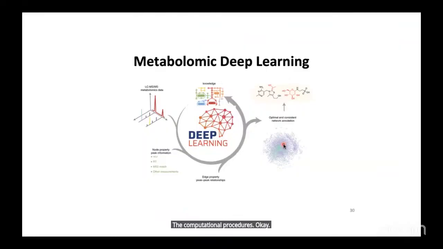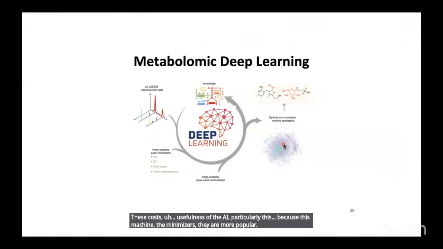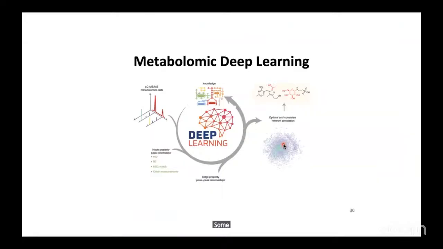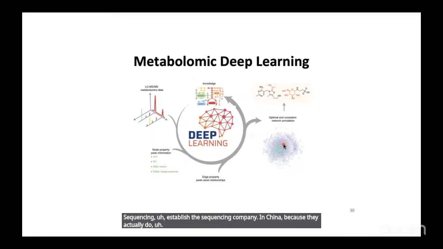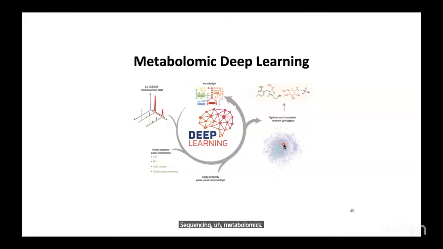Okay. So far we introduced several machine learning methods. Those methods are actually quite popular, but the usefulness of those methods is up to different opinions. I discussed the usefulness of the AI, particularly these machine learning methods, which are more popular because the deep learning methods are still in development. I discussed this with some elite scientists in sequencing who established a sequencing company in China, because they do sequencing, metabolomics measurement, and analysis for customers on a daily basis.